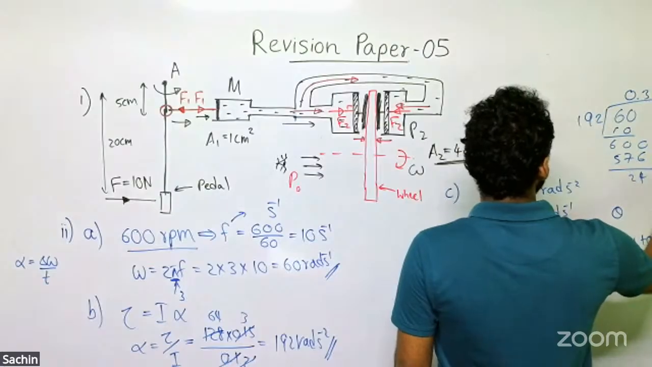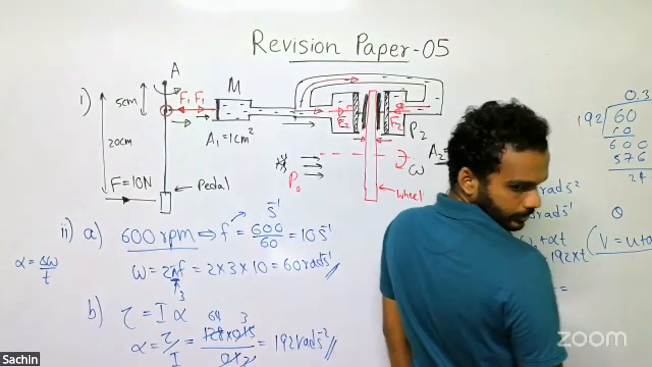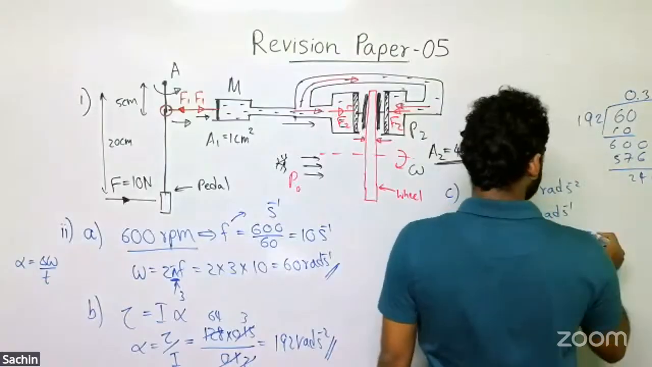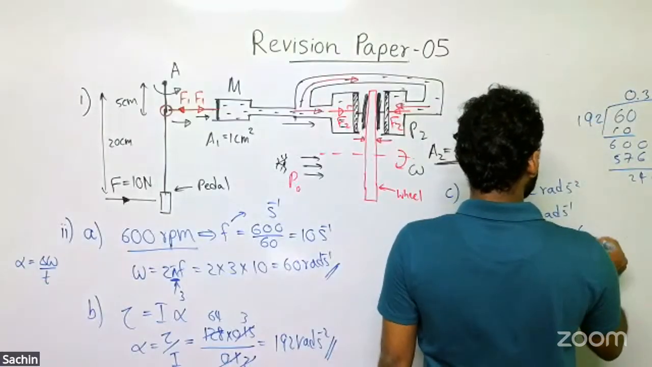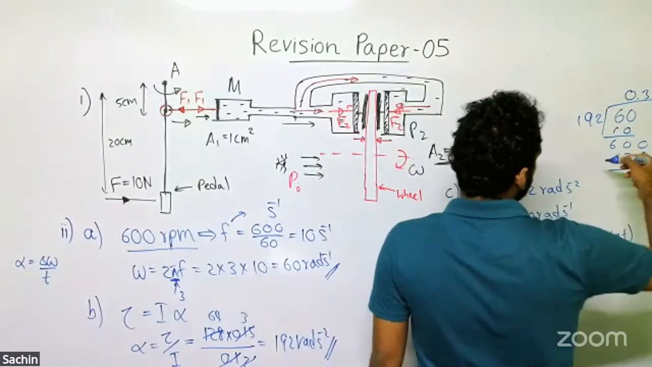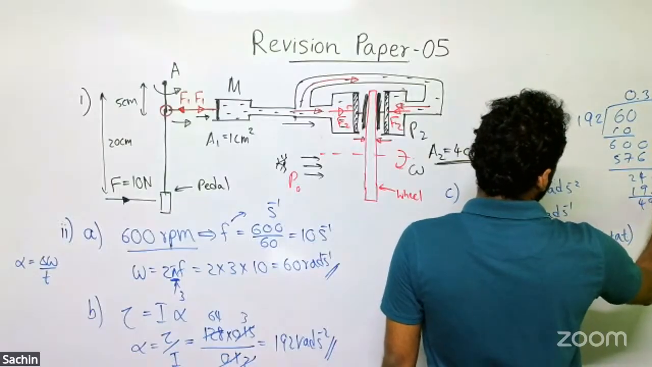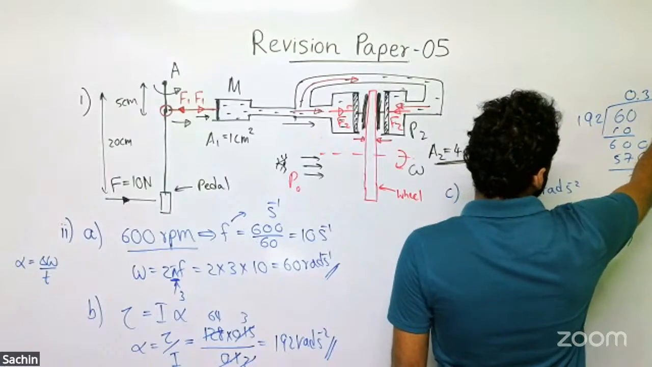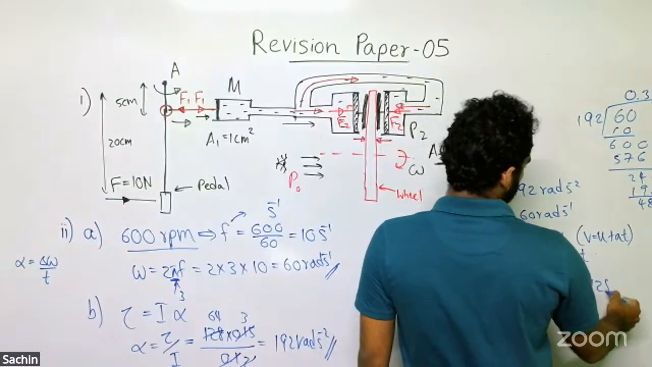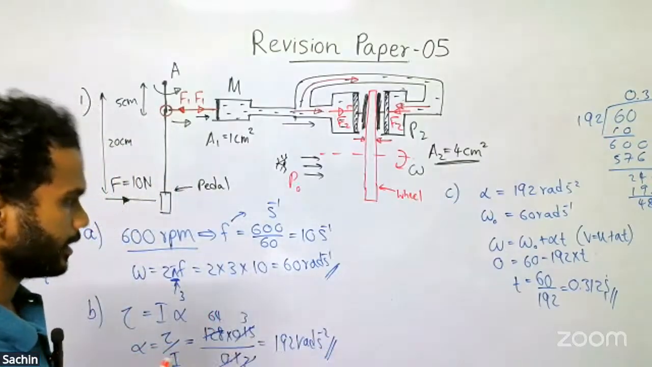So 4 to 240 again, only 1 is there. Okay, only 1. Let's see. Just solving this by long division. 192 is 48. So 2. Okay, something like this. The answer, time is equal to 0.312 seconds. Fine.